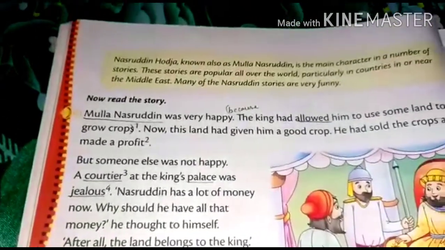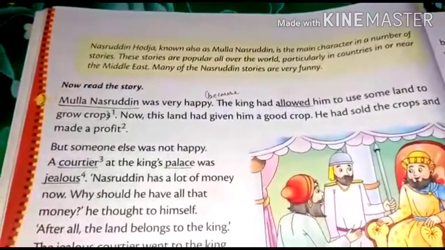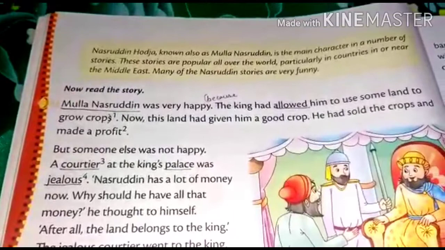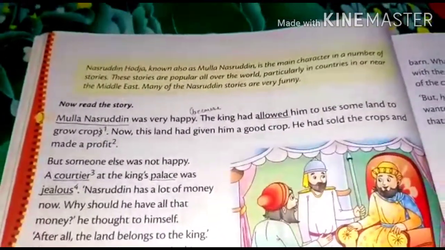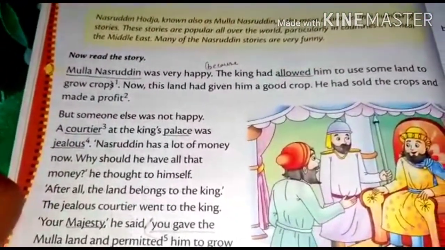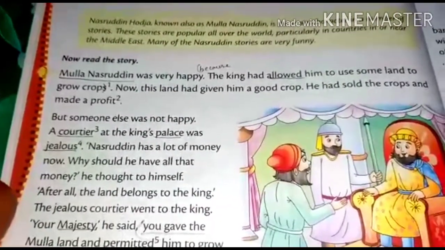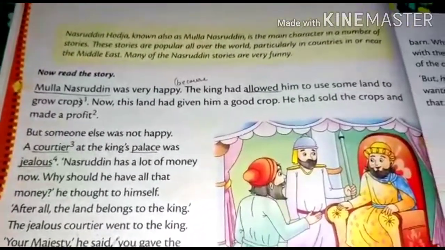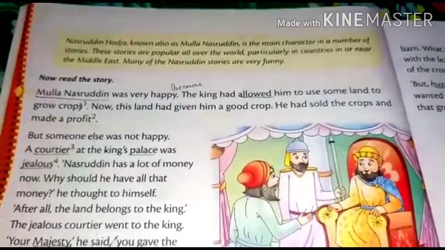Mullah Nasiruddin was very happy. The king had allowed him to use some land to grow crops. Why was Mullah Nasiruddin happy? Mullah Nasiruddin was happy because the king allowed him to use some land to grow crops. Now see, this land had given him a good crop. When he started growing crops in that land, this land gave him a good crop. He sold the crops and he made a profit from that.